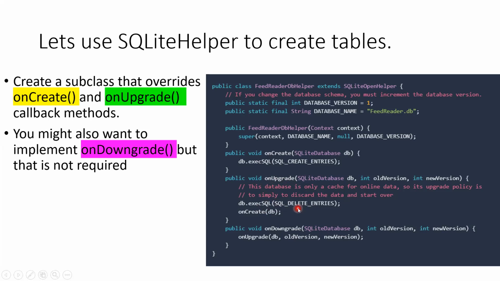So in the onCreate, when this SQLiteOpenHelper got initialized, this is an onCreate method of your FeedReaderDbHelper, which is the subclass of SQLiteOpenHelper. When it is created, you create a table, and when it is upgraded, when you call onUpgrade, the table is dropped. Then you might also want to implement onDowngrade, but it's not required. We're not going to talk about it at the moment.